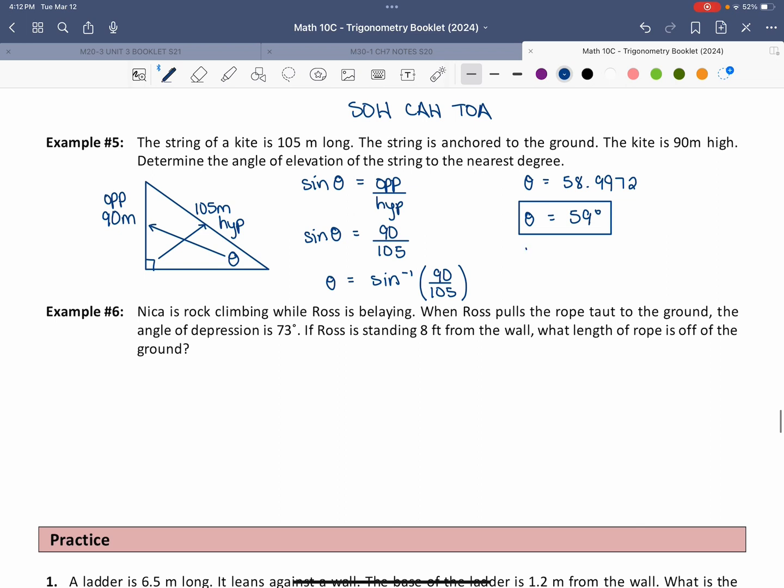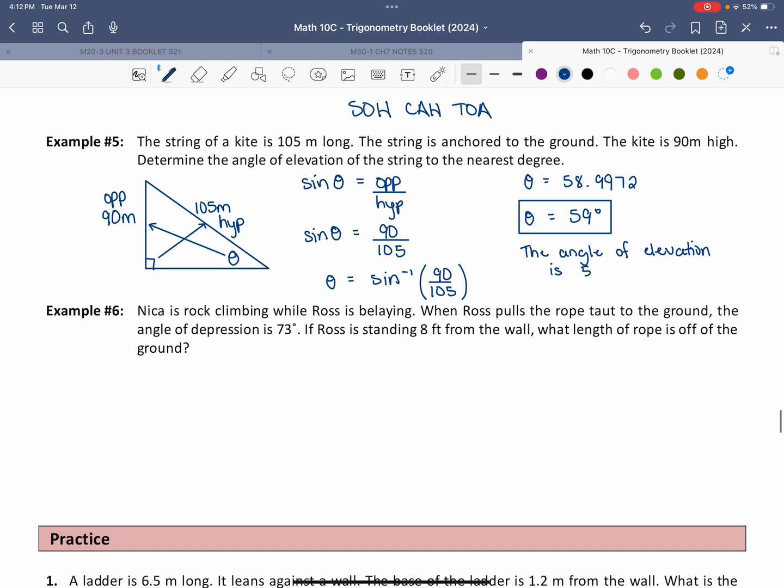And then write a sentence. The angle of elevation is 59 degrees.